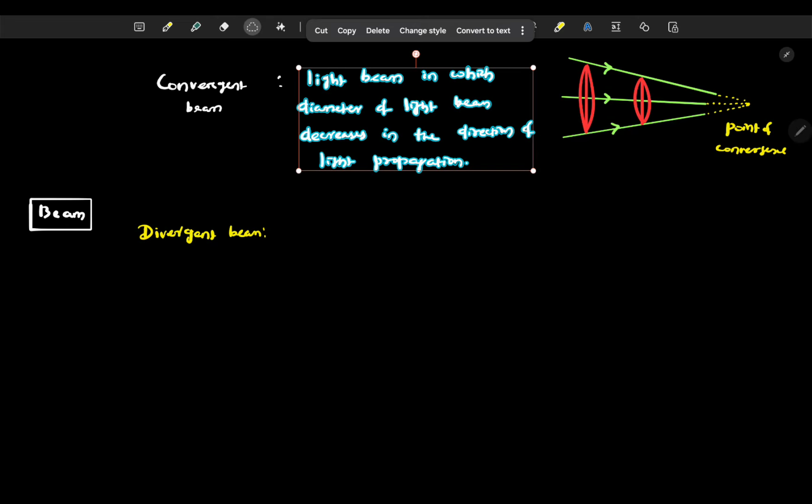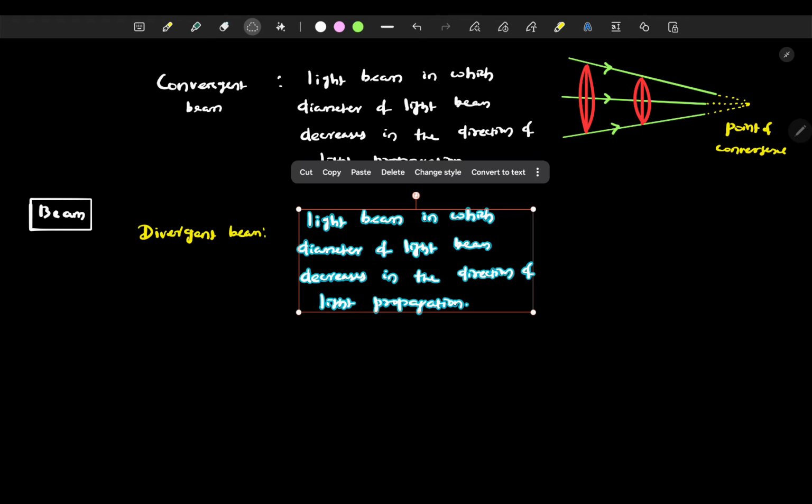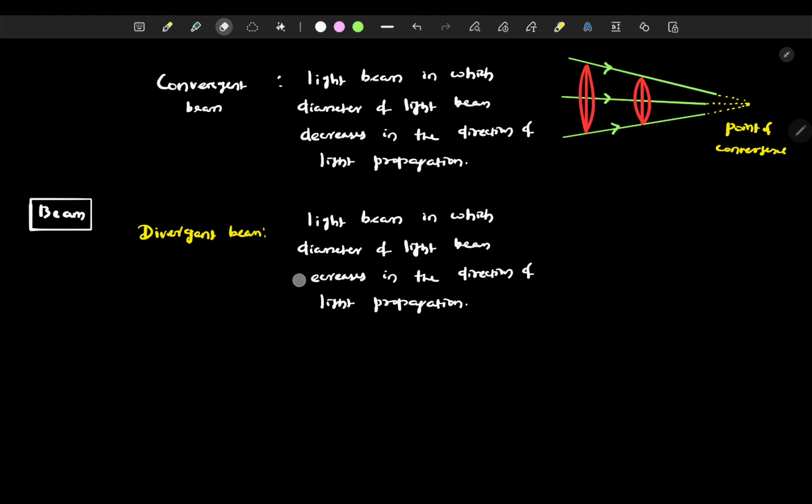Here you have to write: light beam in which diameter of light beam increases in the direction of light propagation. So in diagram, you have to draw like this. Here this is the diameter of the beam, and this arrow mark represents direction of propagation. Next, the diameter of the beam again increases. So diameter of the beam increases in the direction of propagation. When all the rays are produced in backward direction, they appear to come from a single point, and this single point is called point of divergence.